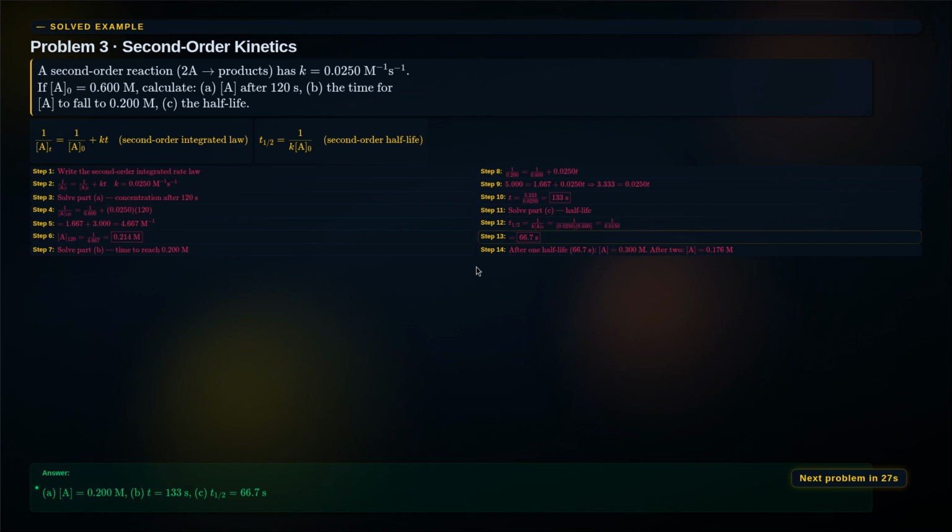For part C, the half-life for a second-order reaction is 1 over k times [A] initial. That is 1 over 0.0250 times 0.600, which equals 1 over 0.0150, giving 66.7 seconds.